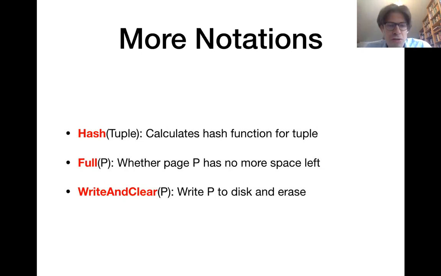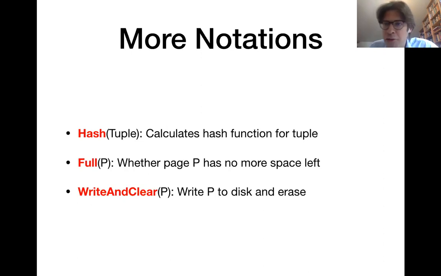And then I introduced the write-and-clear function over here. So that is used for the output buffers. And it essentially does two things. First of all, it copies the current content of the output buffer to hard disk. And then it erases the content of the in-memory buffer such that it can consume new entries.